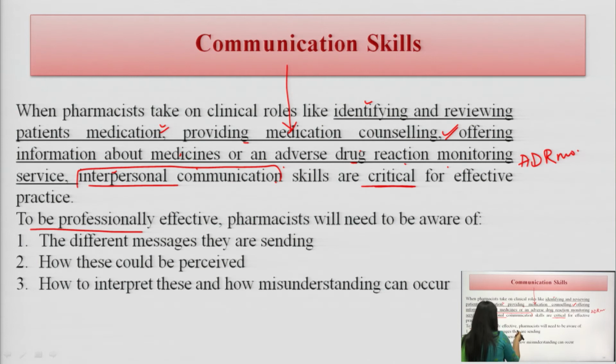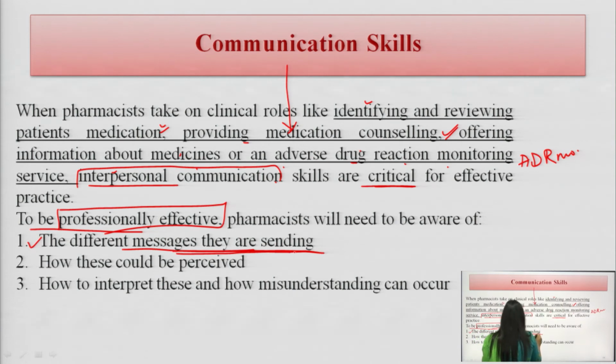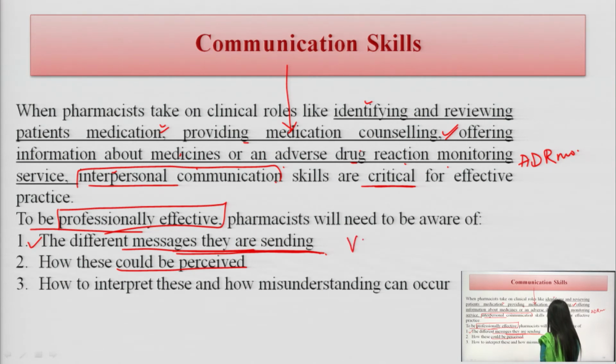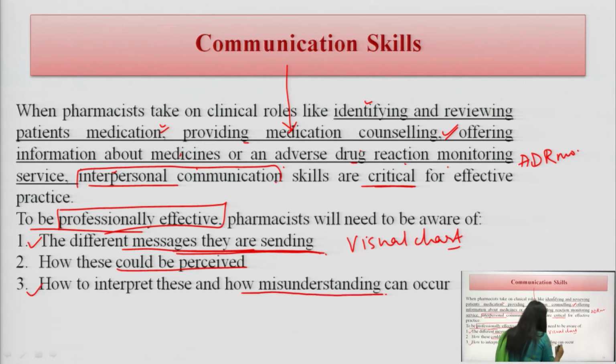To be professionally effective, a pharmacist will need to be aware of 2 or 3 points. Point number 1: the different messages they are sending. Any information they are getting from the patients, how they will communicate it to the patient, how it could be perceived. Sometimes if the patient does not understand the language of the pharmacist, use visual charts, or try to speak in the language which the patient understands. It could be Hindi, it could be English, or any simple language. How to interpret this and how misunderstanding can occur.